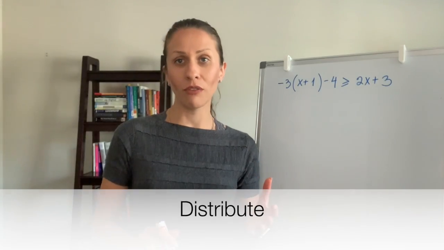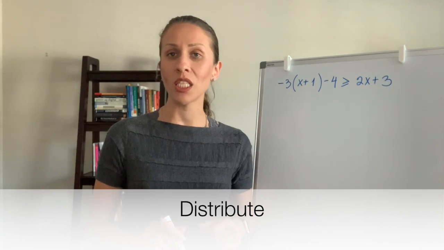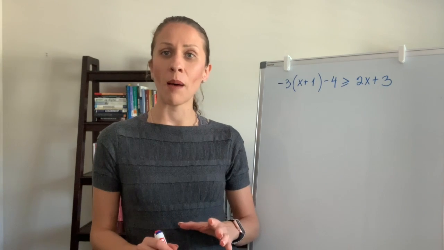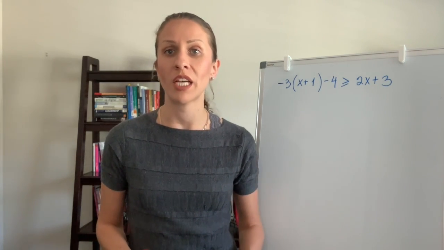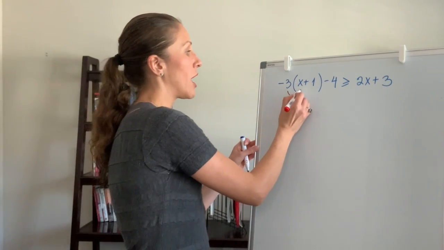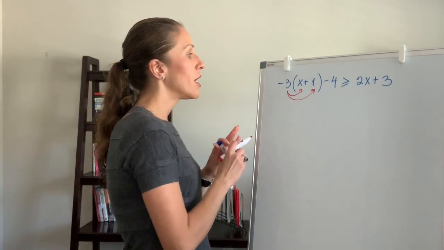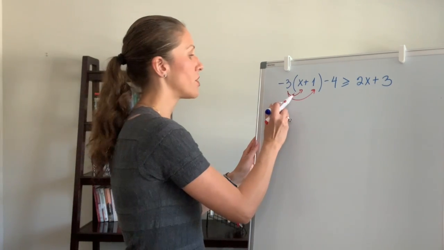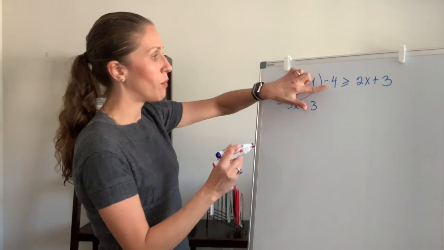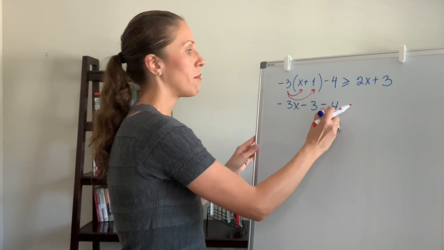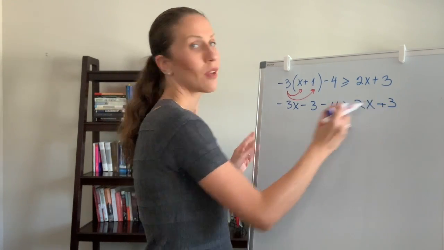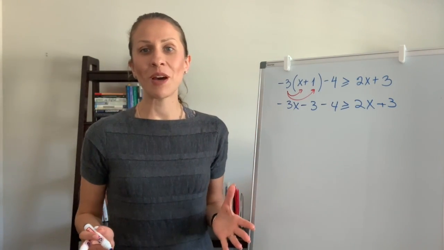The first step of solving linear equations and now linear inequalities was to distribute. Remember that if you don't have any parentheses in your problem, you would just skip this step and move on to the next step. But we do, so I will go ahead and take my -3 and multiply it by both x and 1. -3 times x is -3x, and -3 times 1 is -3. Then I'm going to bring down my -4, my greater than or equal to symbol, 2x, and 3. We are done with step number 1.